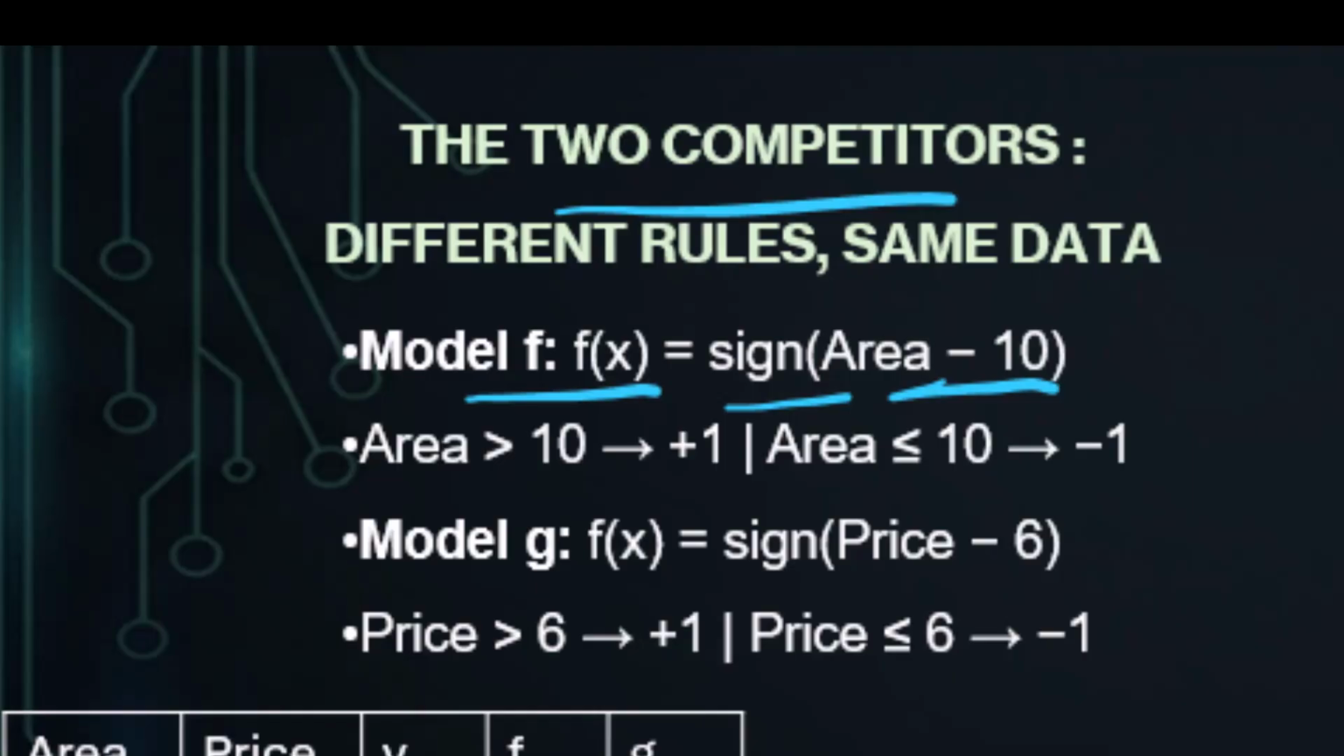So what is it going to give? Plus 1, because it is going to assume sign of area minus 10. If area is greater than 10, then it is going to be plus 1. That means plus 1 is what we saw in the last slide, more than 3 bedrooms. Got it? This model is telling us if area is more than 10, then it has more than 3 bedrooms. And if the area is less than 10, then it will be minus 1. That means it will have less than 3 bedrooms.